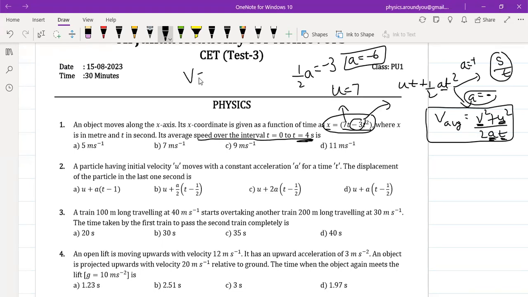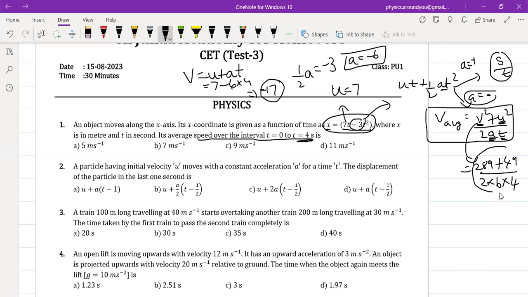We'll now go with v equal to u plus at and find the speed at the end of 4 seconds. u is 7, a is minus 6, and t is 4. So that would give me around minus 17 meter per second. So v is 17, 17 square is 289, and u is 7, 7 square is 49, and acceleration is already given. Magnitude I will take 6, and the value of t is 4. So when I simplify this entire fraction, I get somewhere around 7.04, approximately 7 meter per second.